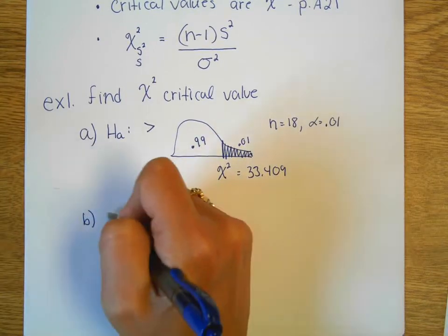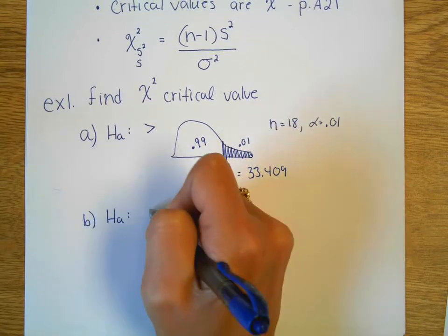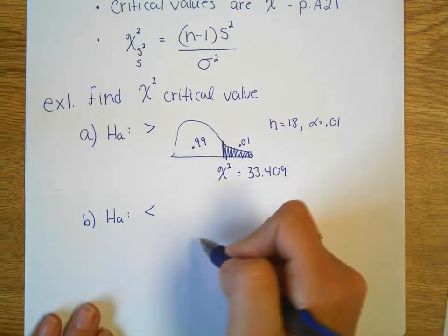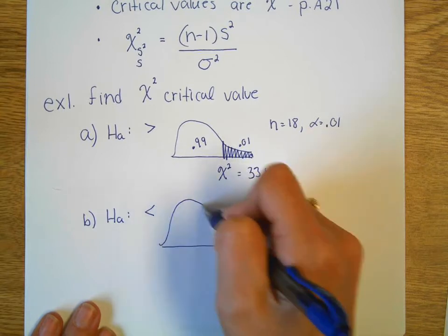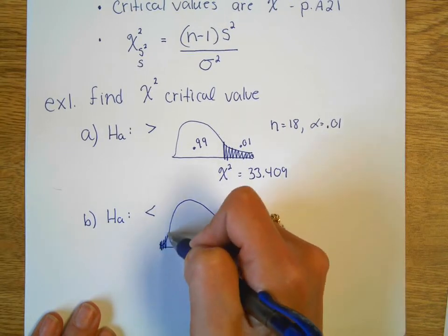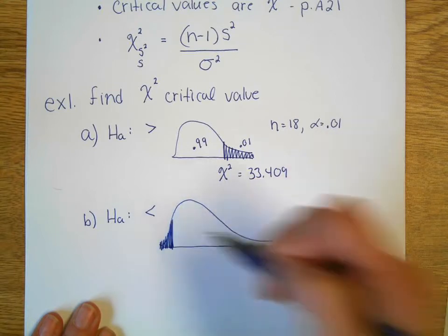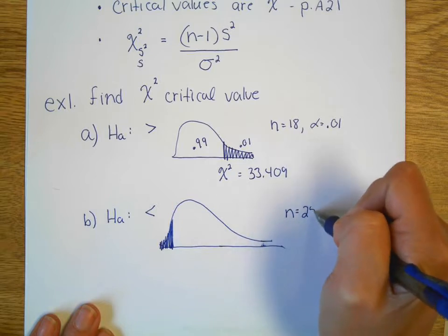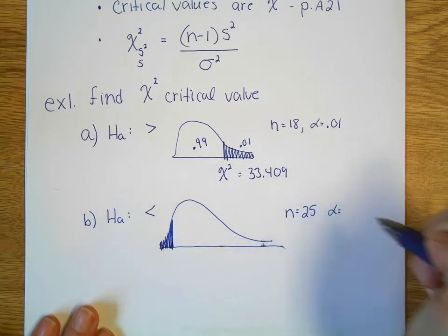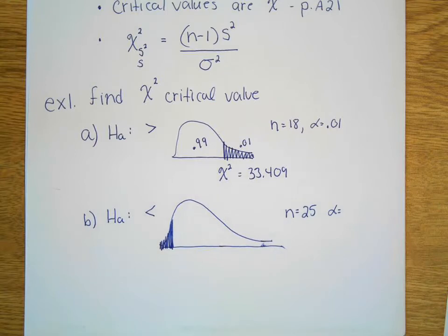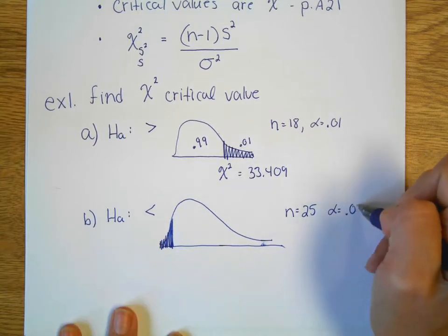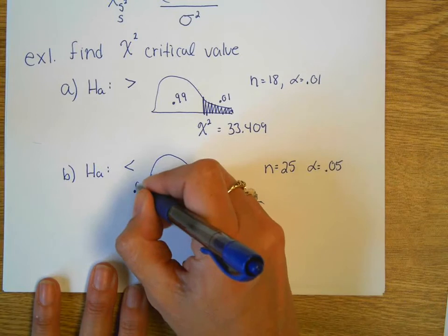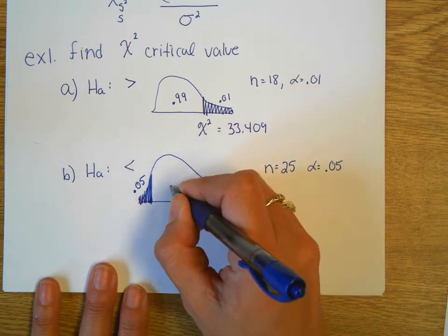All right. If the Ha has a less than, our shaded region is to the left. This time we're going to let n equal 25 and alpha equal 0.5. So you know the shaded is the 0.5. Here the unshaded is the 9.5.